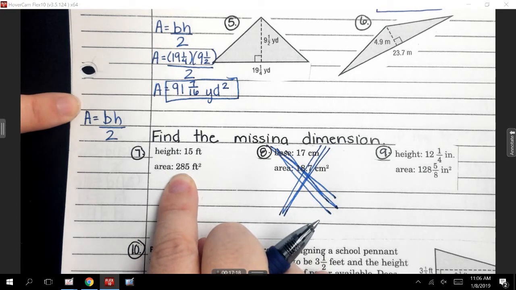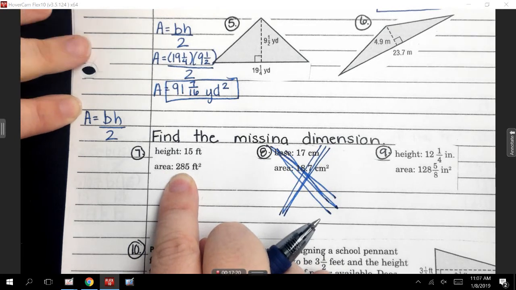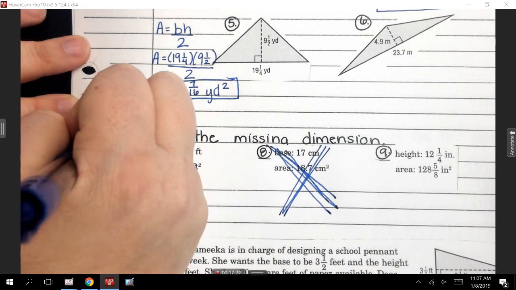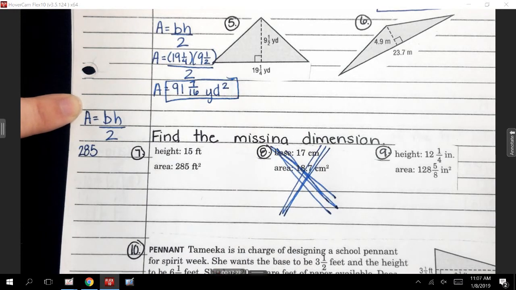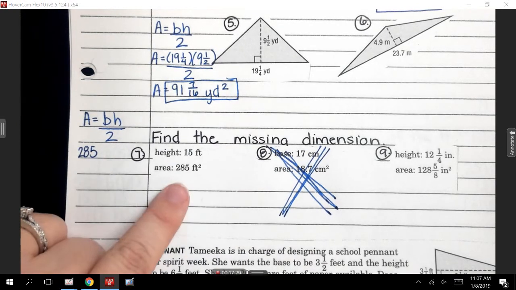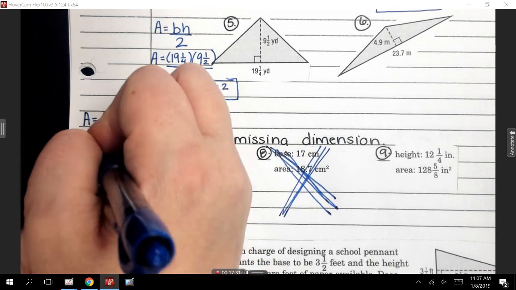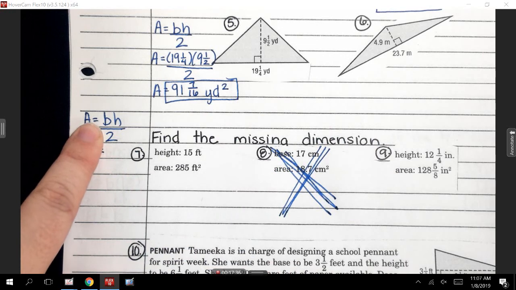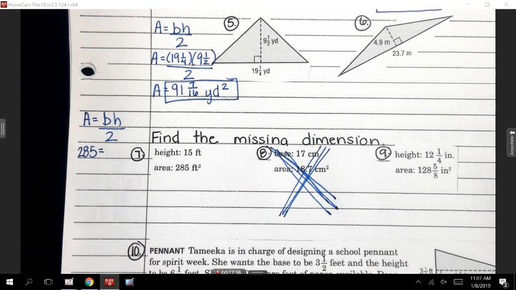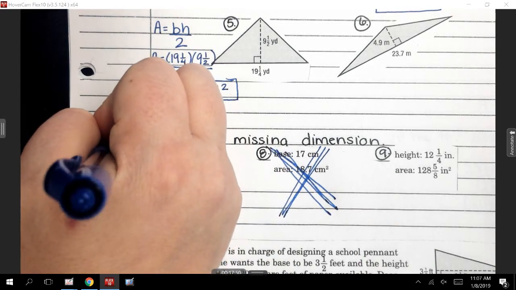So underneath A, because A stands for area, I'm going to write 285. Because what does A stand for? Area. And what is 285? Area. Equals. B, what does B stand for? Base. Do y'all see anything about base there? I don't. Do y'all see anything? Y'all got better eyes than me. Does it tell me what the base is? Maribel? I just have to put B. Thank you very much, ma'am.